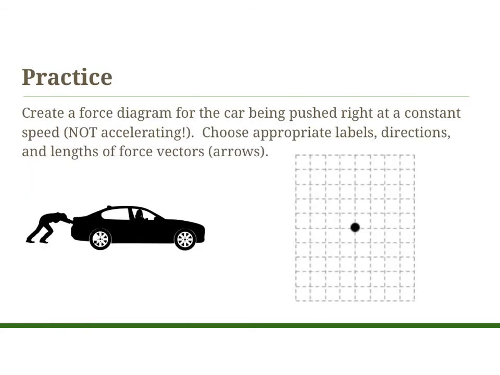So here's some practice that you're going to have to be able to do. You have to create a force diagram for the car being pushed to the right at a constant speed, not accelerating. You're supposed to choose appropriate labels, directions, and lengths for the vectors. So in this case, the system in question is the car. And the fact that there is force being added to it is important. But in this particular case, it's not accelerating. So the first thing that we always can draw is that there is some gravitational force.